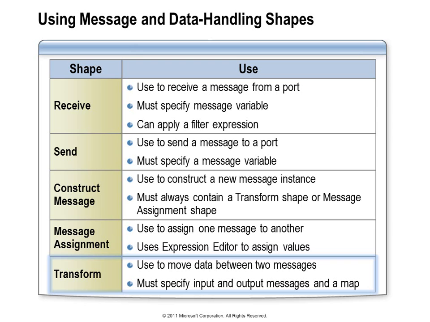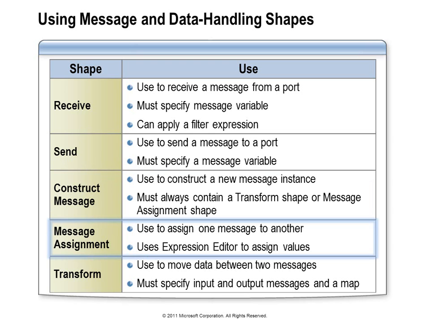Now that transform shape can't act on its own. Since we're initializing a new message variable, we need to declare that to the orchestration designer. So that transform shape needs to be surrounded by a construct message shape. As long as we're inside of that construct message shape, the content of that message is still malleable. We can make alterations to it, and we can set message context properties on it even. But once we exit the construct message shape, all of that data has been persisted to the message box and we can no longer change it.